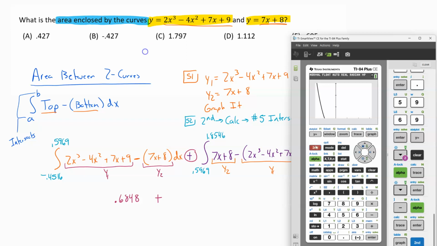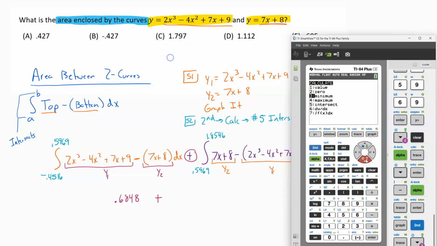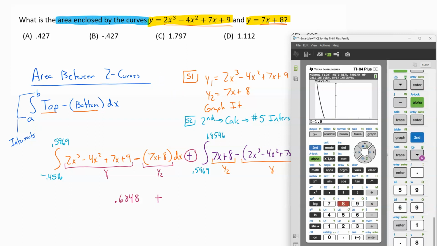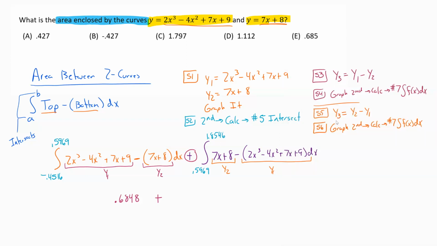Now I hit second, calc, and choose the number 7 option, integral of f of x dx. It's again going to ask me for the lower limit. The lower limit on our second integral was 0.5969. I type that in, hit enter. My upper limit is 1.8546. I type that in, hit enter. Then it tells me at the bottom of the screen that my integral of f of x dx equals 1.11228.